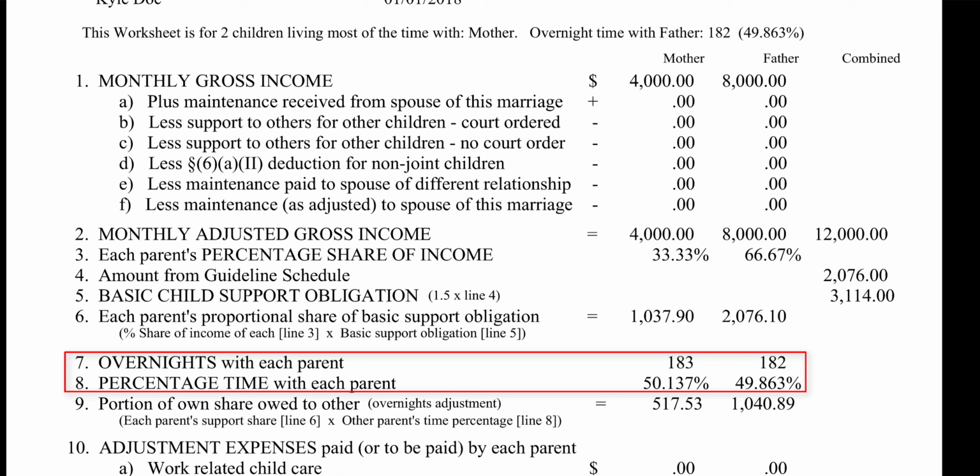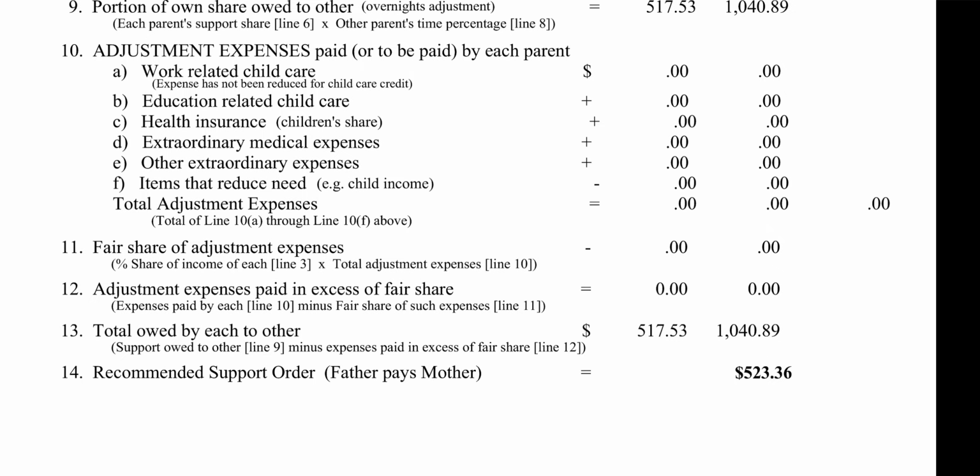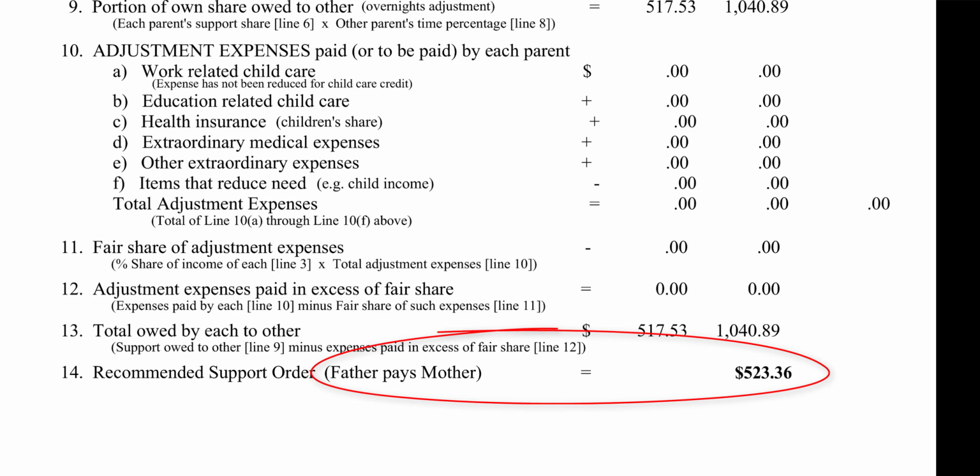So, based on that, mom with her share of the total income and parenting time would owe dad $517.53 a month in child support. But dad, based on his share of the total income and parenting time, would owe mom $1,040.89. The difference between them is that dad owes mom $523.36, which would be the recommended child support order under these circumstances.